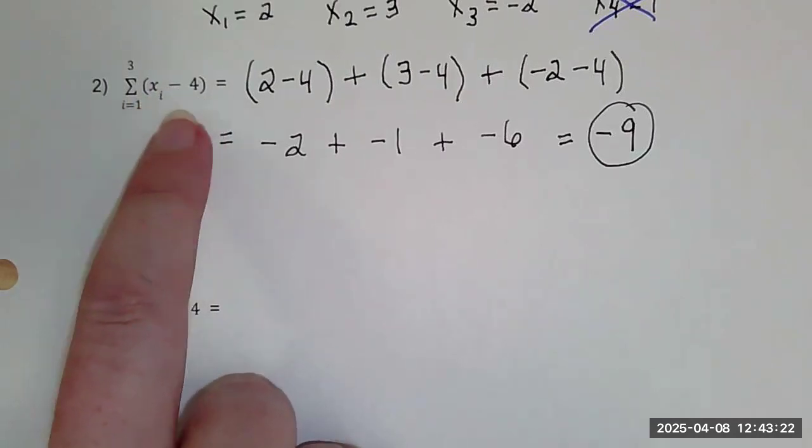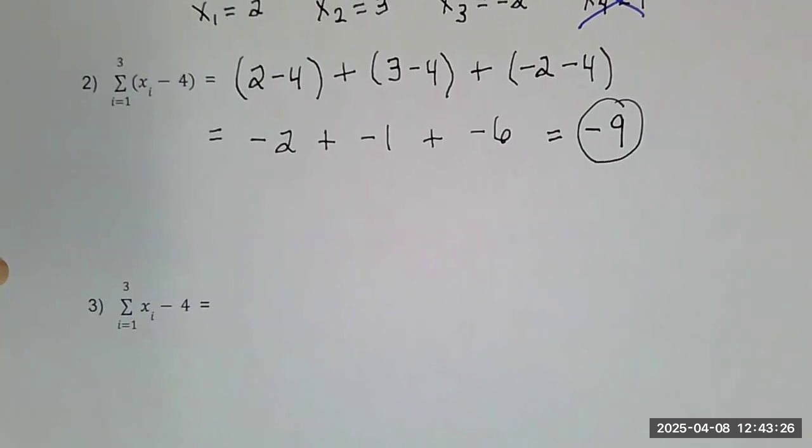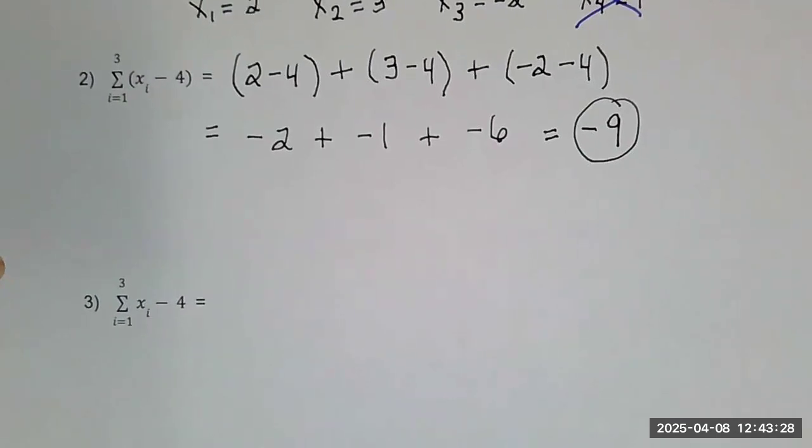There was parentheses in this problem. Look at number 3, and do you see how similar these look? They're actually not the same. The difference between that one having parentheses and this one not having parentheses is this actually doesn't want you to take each value and subtract 4 from each value.